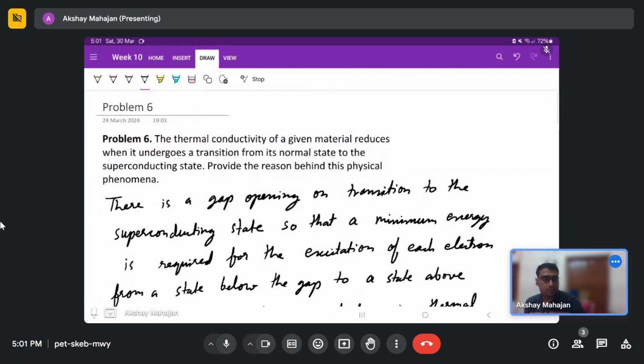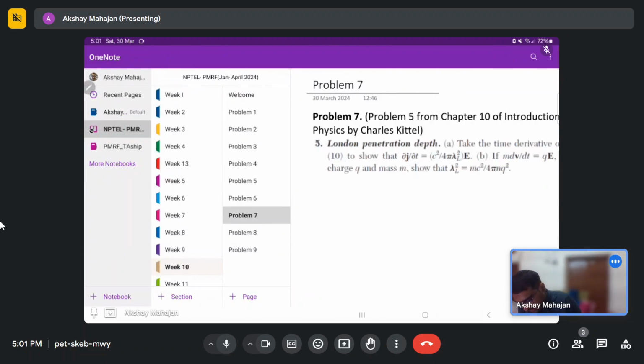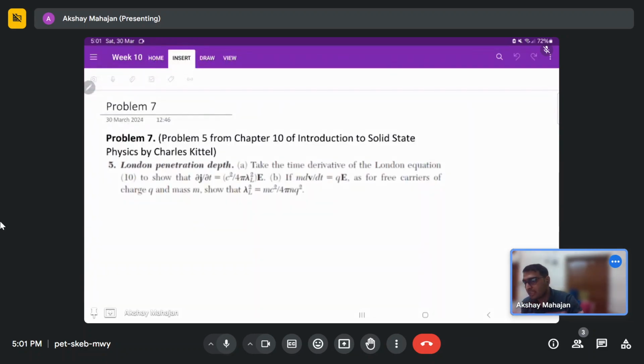Any doubt in this one? So let's go to our problem number 7. The next 3 problems are from this book.